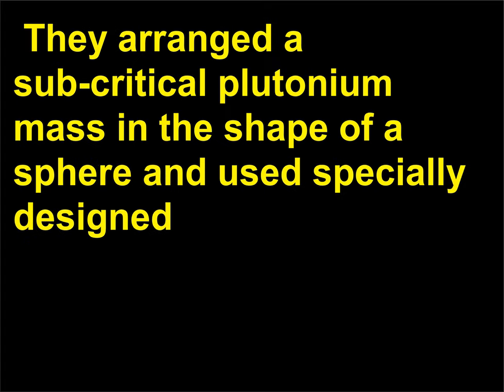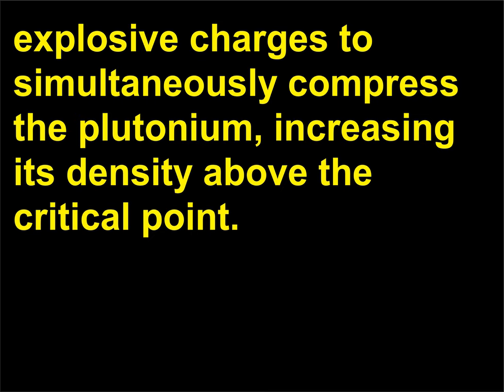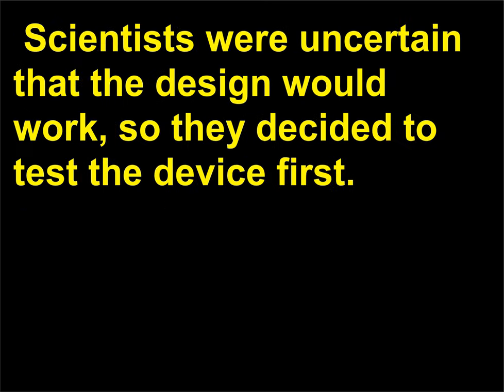They arranged a subcritical plutonium mass in the shape of a sphere and used specially designed explosive charges to simultaneously compress the plutonium, increasing its density above the critical point. Scientists were uncertain that the design would work, so they decided to test the device first.